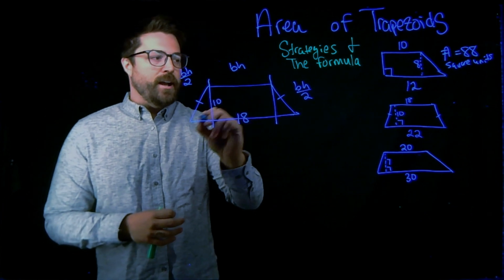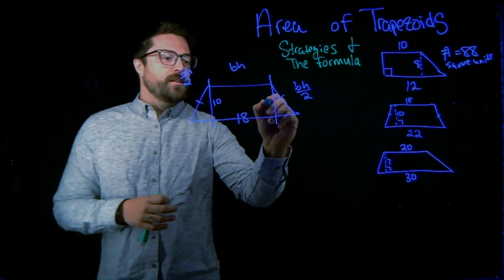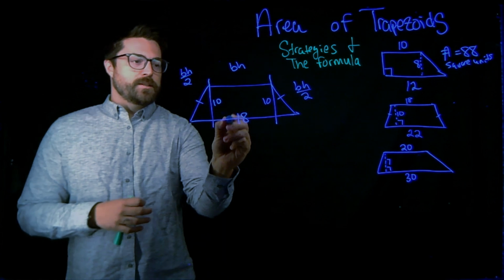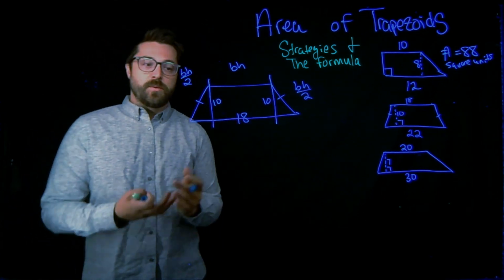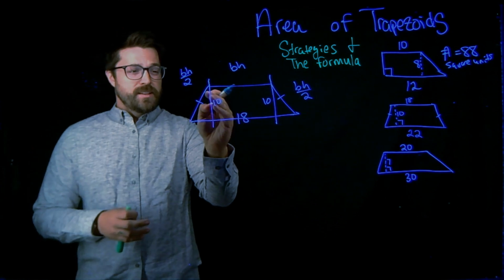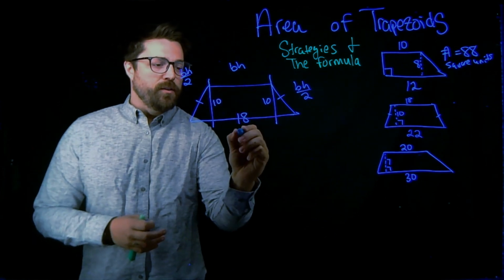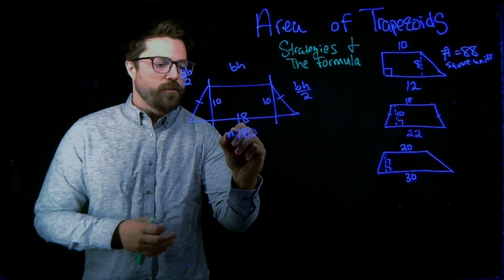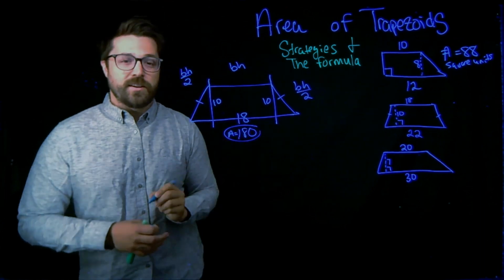And in fact, the height I know is going to be the same all the way across, because the two bases of a trapezoid are parallel. So the height all the way across is 10. So 10 and 18, I know this here for the rectangle is 180.